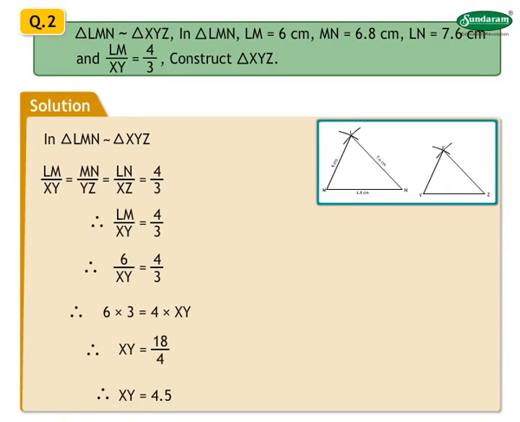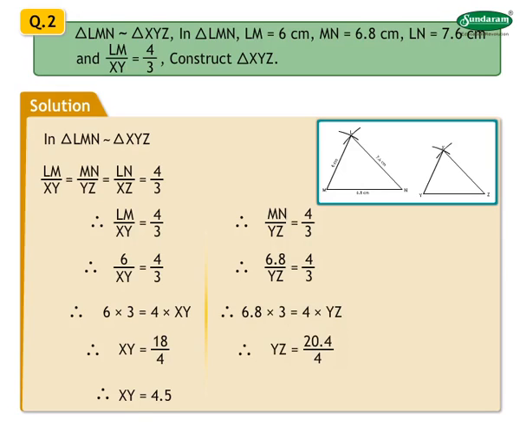To find the length of YZ, it is given that MN upon YZ is equal to 4 upon 3. Now, by substituting the value of MN as 6.8, we get 6.8 upon YZ is equal to 4 upon 3. Now, by cross multiplying, we get 6.8 into 3 is equal to 4 into YZ. Therefore, YZ is equal to 20.4 divided by 4. Therefore, YZ is equal to 5.1.